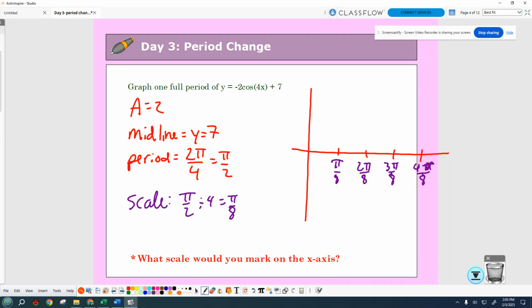And in labeling your scale on this, I don't mind if you don't reduce, but when you give me the coordinates, I want you to reduce. Okay, so from here, Frey, how would I start graphing from here?